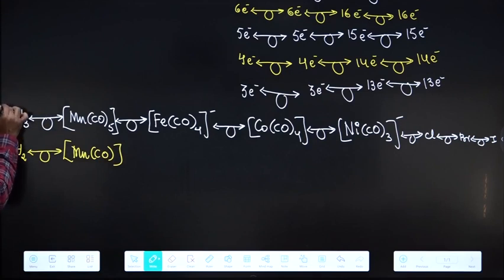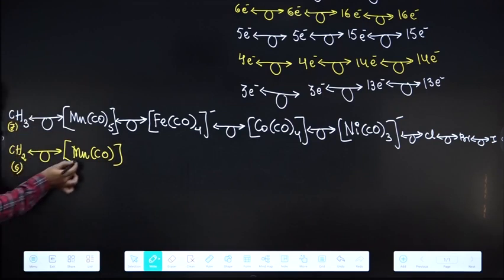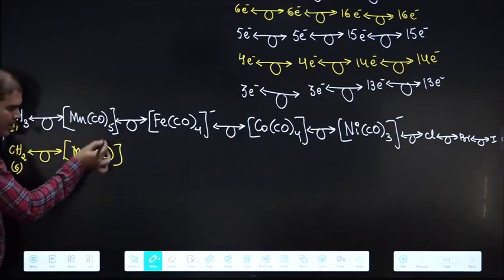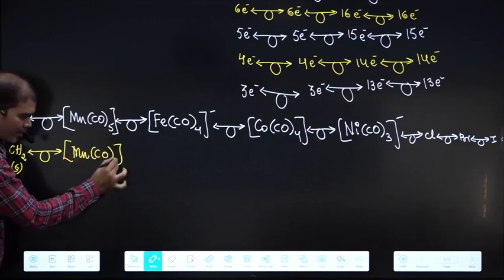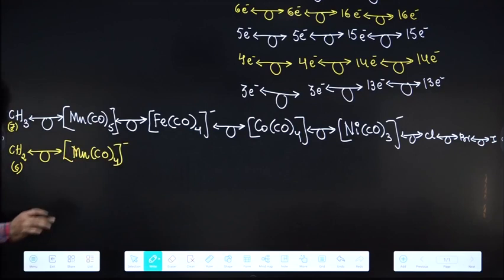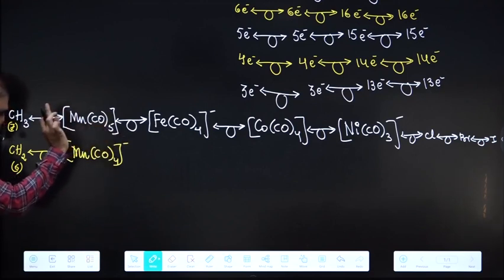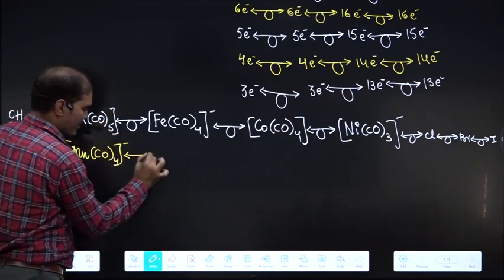CH2, this is a 7 electron system. You can just write somewhere 7 electron system. This is a 6 electron system. This should be 16. 16 means MnCO5 is 17. So I can take a 4, I can put a minus. Or I can take MnCO5, I have to put a plus. Next, Fe.